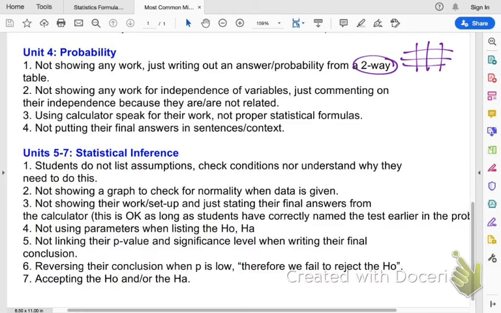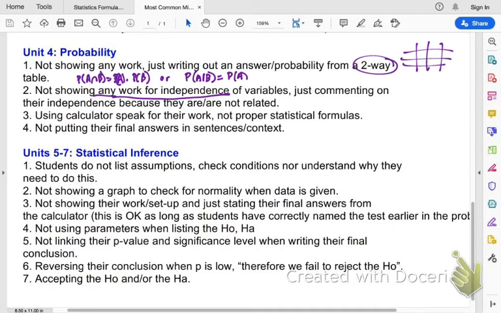Not showing any work for independence, but just commenting on their independence because they are not related. For the work for independence, there's two ways. You can either do the multiplication rule, which is P(A and B) equals P(A) times P(B). That's the multiplication rule. Or the probability of A given B equals the probability of A, the conditional rule. So those are how you show your work for independence.